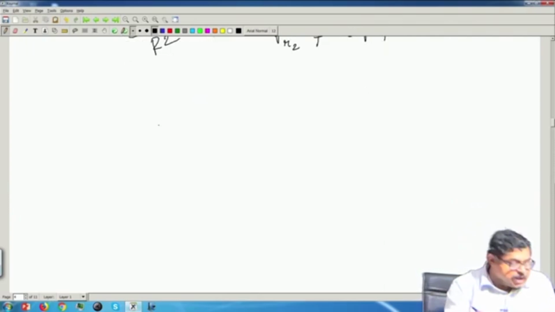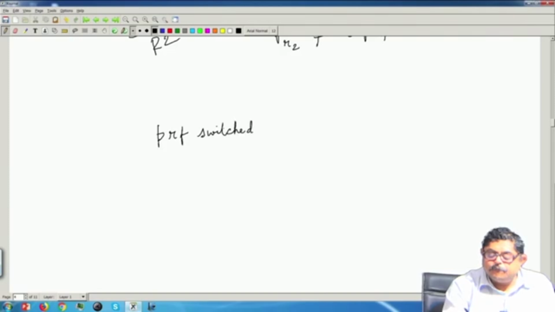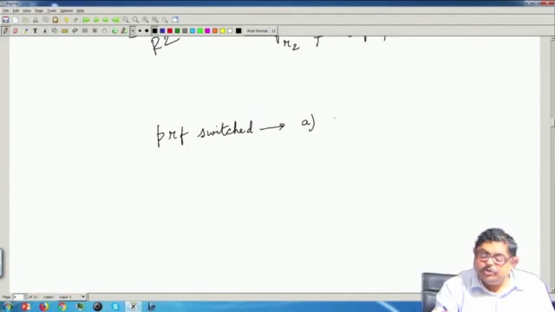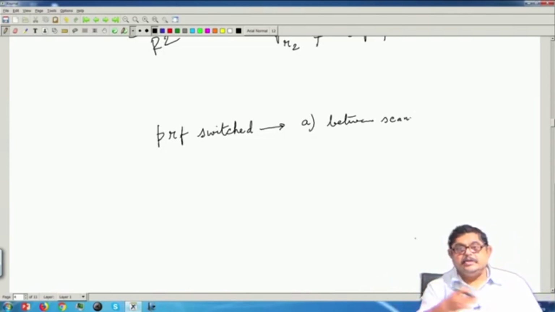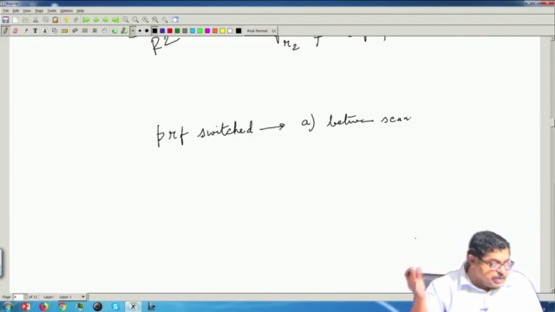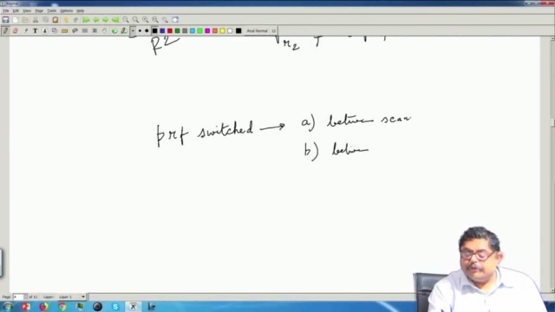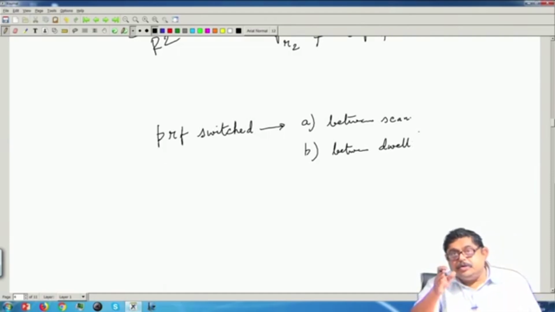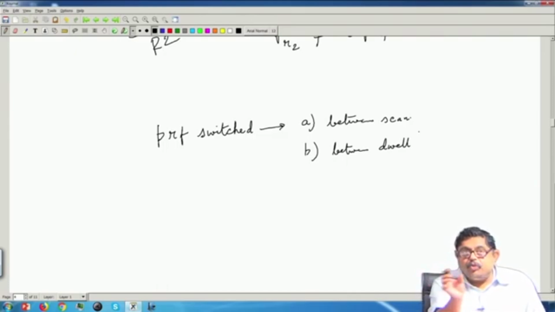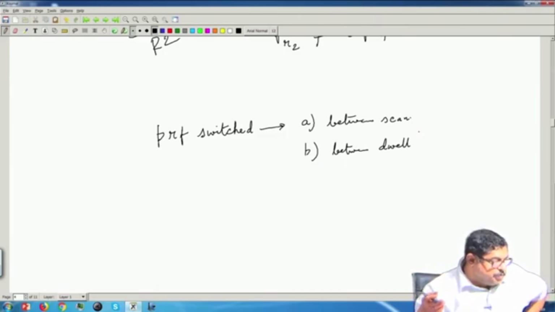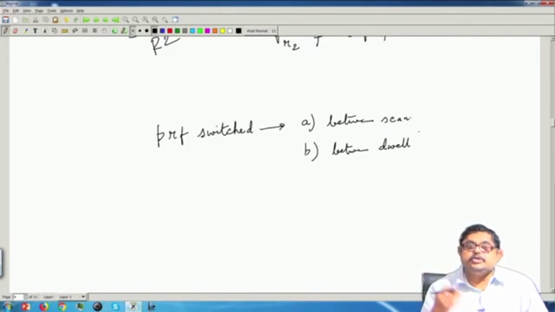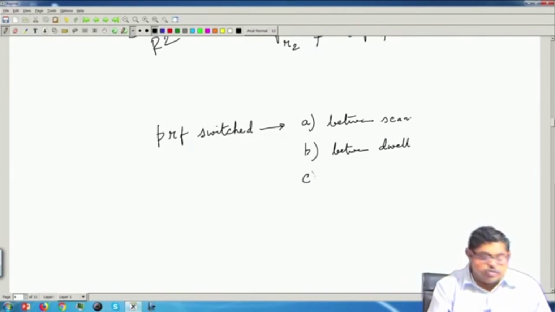Now, there are various ways by which this can be done. So, we can say the PRF can be switched. One scheme is between scan, that means in one antenna scan the PRF is something, and in the next scan it is a different PRF. Then some radars do it between dwells. A dwell means when you are scanning one beam width. So, every time the antenna scans half a beam width, the PRF is switched, and the next PRF, another PRF, is used.